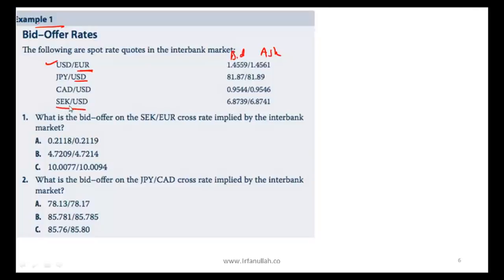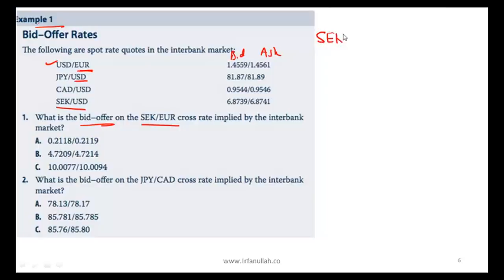What is SEK? Swedish krona. So it's the Swedish currency. They have at least not joined the Eurozone, which might have been a smart thing to do. What is the bid offer on the SEK to euro cross rate implied by the interbank market? So how would you do this?